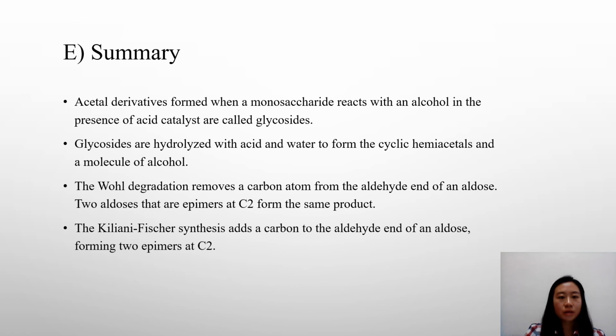Here are the summaries for my presentation. Acetal derivatives formed when a monosaccharide reacts with an alcohol in the presence of an acid catalyst are called glycosides. Glycosides are hydrolyzed with acid and water to form the cyclic hemiacetal and a molecule of alcohol. The Wohl degradation removes a carbon atom from the aldehyde end of an aldose. Two aldoses that are epimers at C2 form the same product. The Kiliani-Fischer synthesis adds a carbon to the aldehyde end of an aldose, forming two epimers at C2.